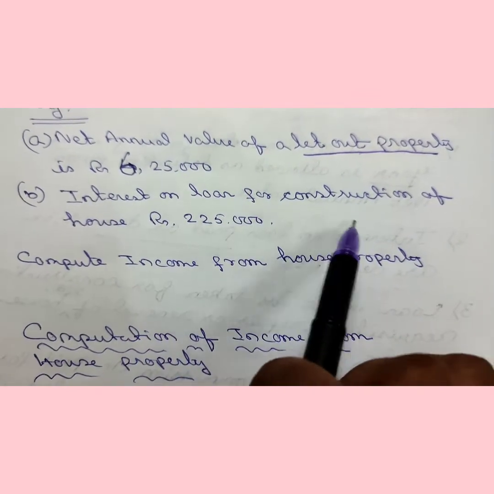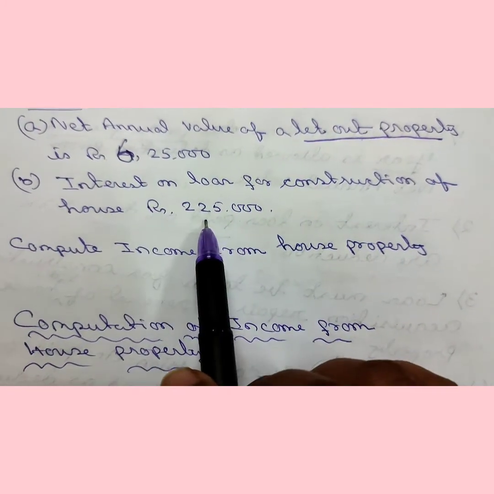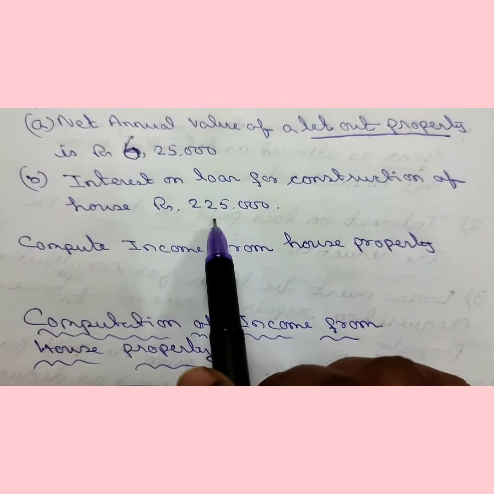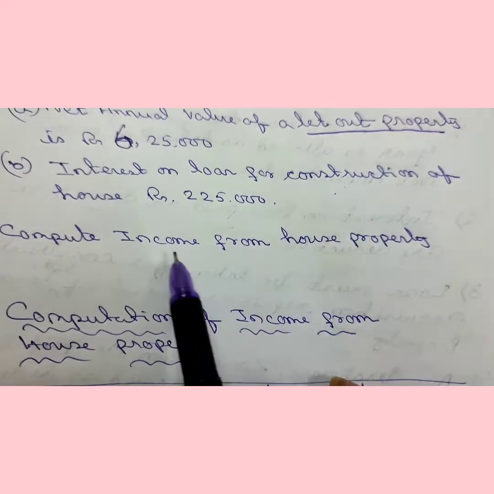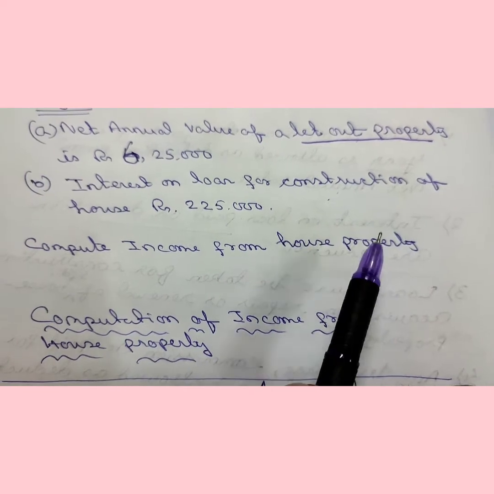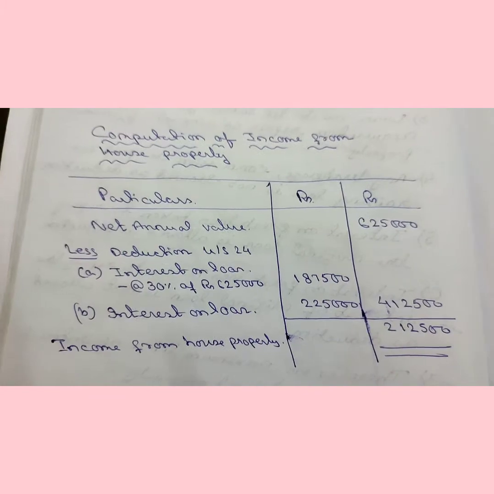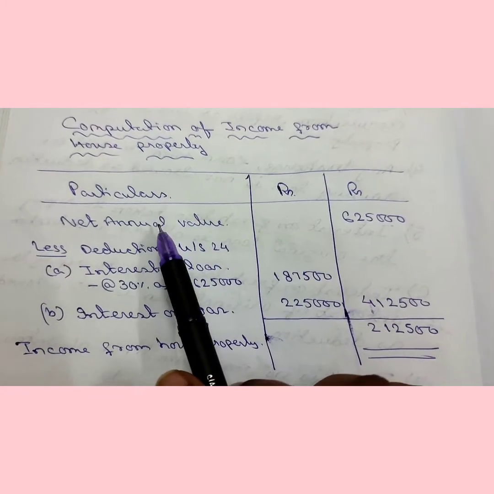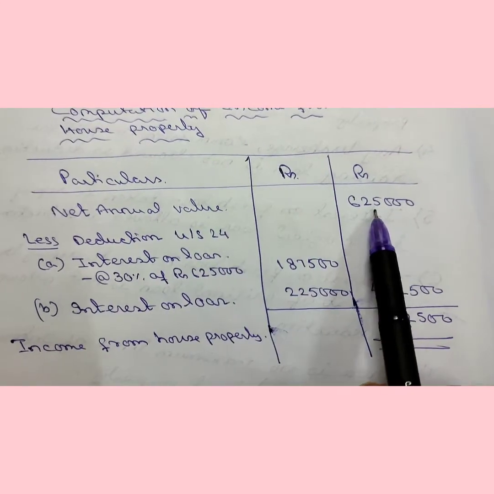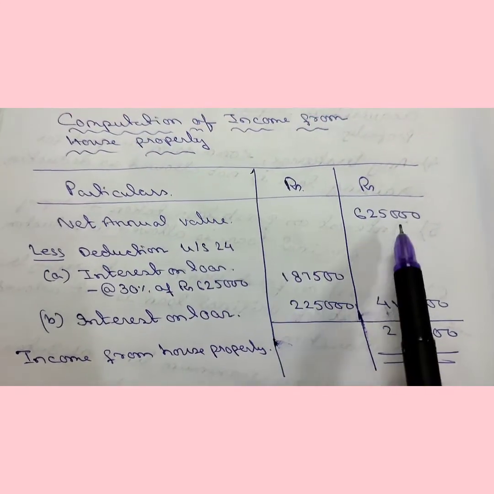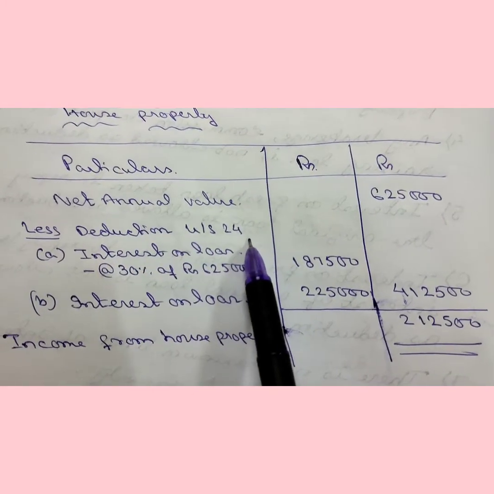Interest on loan for construction of house is rupees 2,25,000. What is the deduction? Interest on loan. For what purpose is the loan taken? Loan is taken for constructional purpose. Okay. Compute income from house property. So how do you compute this? This is a small sum. First, there are 2 amount columns. Net annual value is 6,25,000 because the house is let out property, less deductions under section 24.